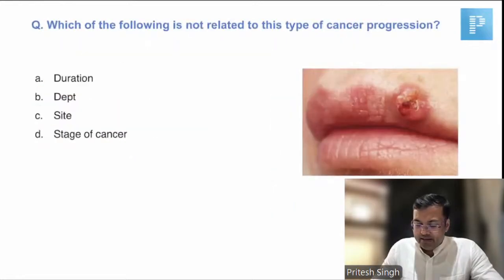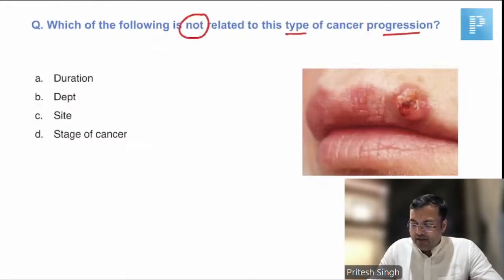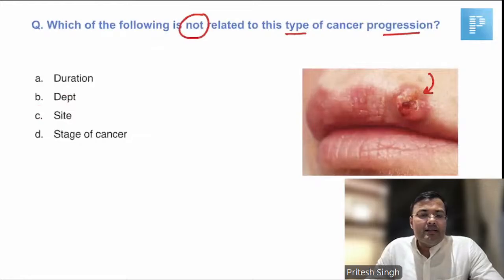Okay. Next. Which of the following is not related to this type of cancer progression? Can you see here? This is what? It is carcinoma lip.